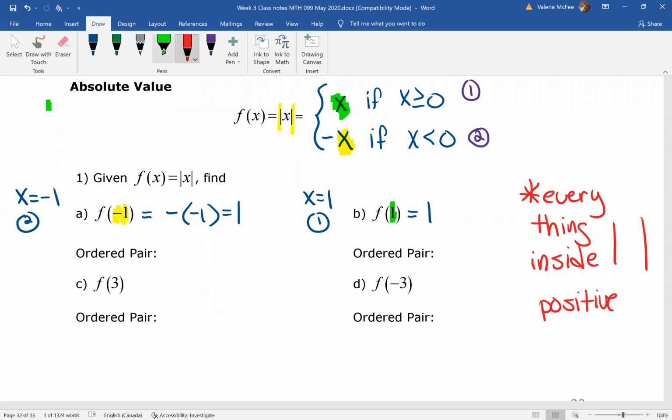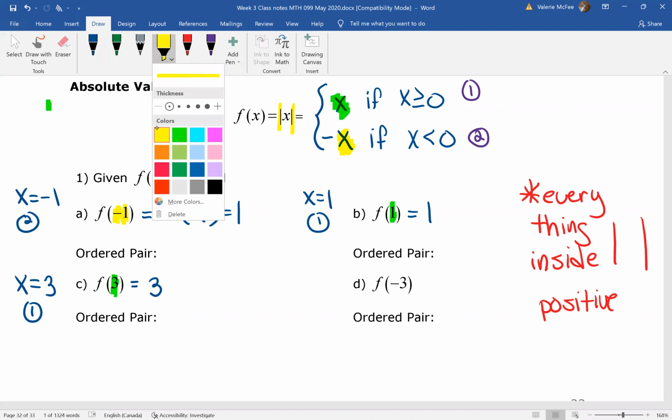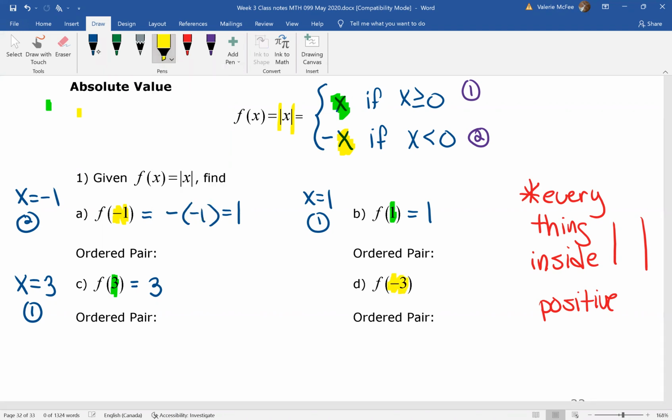The f of 3. We see that x equals 3, which is greater than 0. So I'm using the part 1. It just equals 3. When I look at the f of negative 3, we see that x is less than 0. I'm going to use the second part of my definition, the opposite of negative 3, which is positive 3.